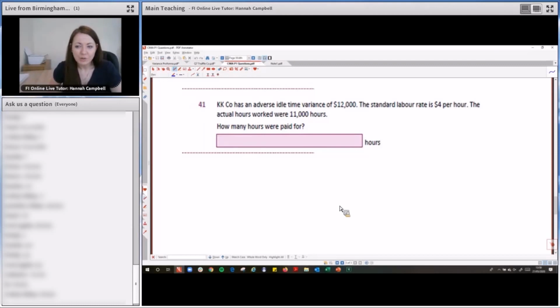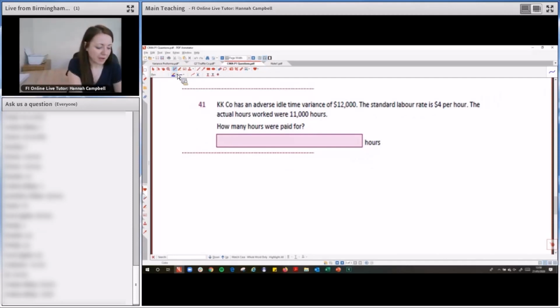It's asking for how many hours were paid for. But ignore what it's asking for at the moment. A variance has been mentioned. So if a variance has been mentioned, first thing that you should do is write out the pro forma.